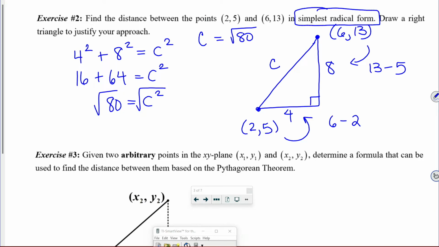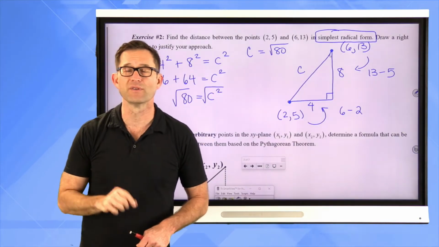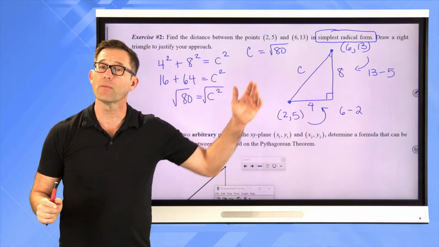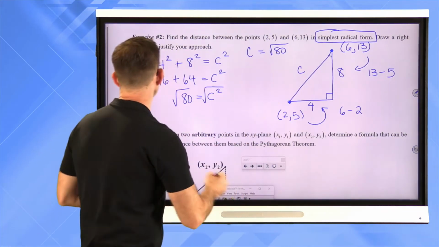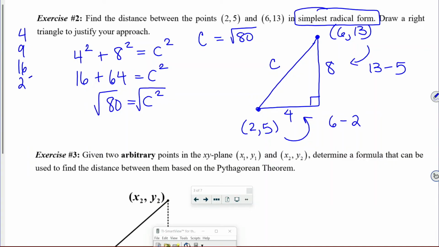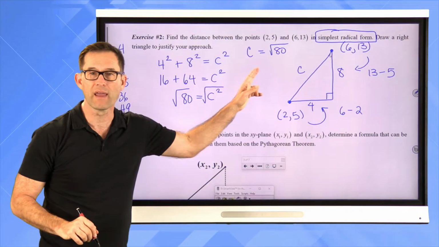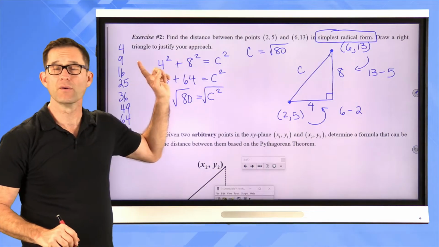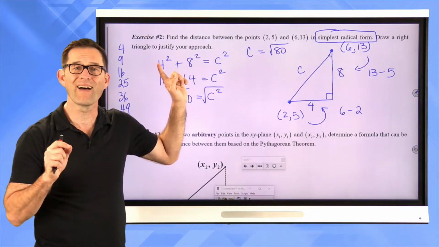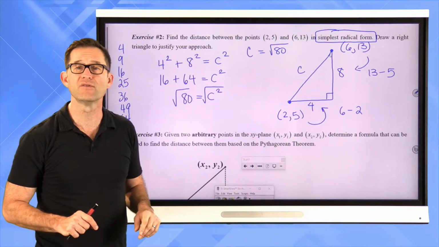But this particular problem asks us for the answer in simplest radical form. Now remember from our last lesson on the Pythagorean theorem, the way that we write something in simplest radical form is we try to figure out what the largest one of these perfect squares is that goes into the number 80. Now 4 goes into 80, it goes in there 20 times. Unfortunately, 4 is not the largest perfect square that goes into 80.